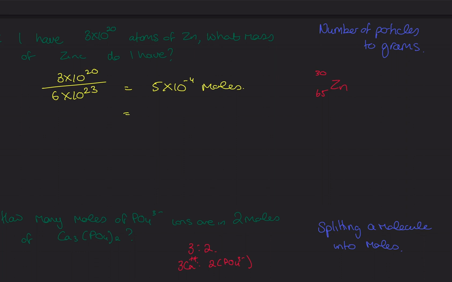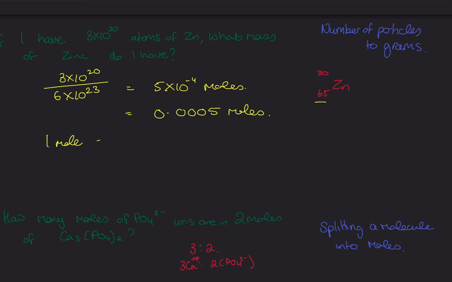Or you could write that as 0.0005 moles of zinc. So we've got that far. What mass of zinc do I have? Well, 1 mole, you look at your relative atomic mass, would weigh 65 grams.